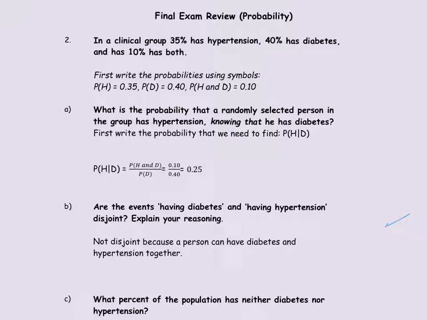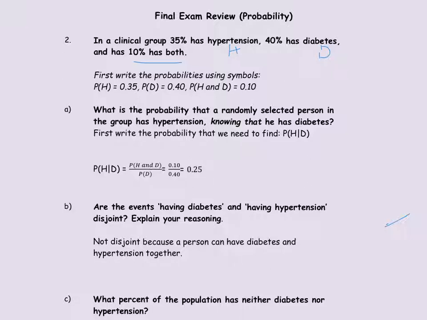This is the second problem in your probability review for the final exam. So read the question first before you play the video. So we have 35% of the clinical group with hypertension. So let's call that H. 40% diabetes. So let's call that event D. And 10% have both, which means they have both H and D.